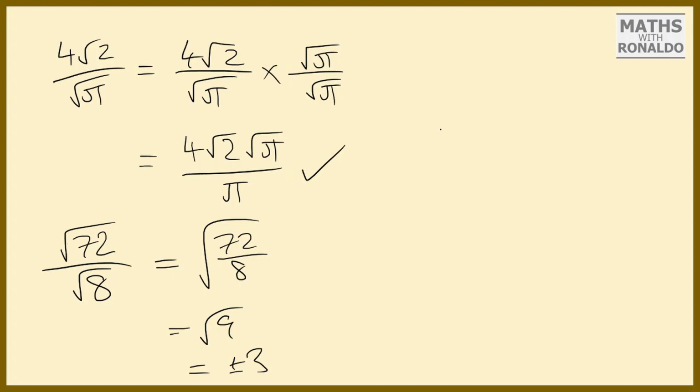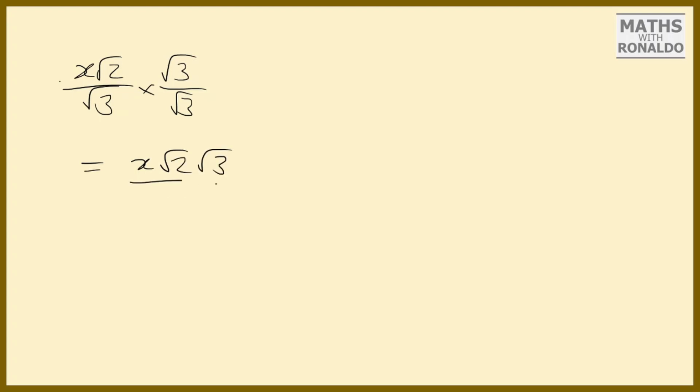If we were to rationalize something else, say x root 2 over root 3, we can multiply by root 3 on the top and bottom, as we've seen, and that gives x root 2 root 3 over root 3 times root 3, which is 3. And we can change the root 2 root 3 to root 6, so x root 6 over 3. And that is your rationalized form.